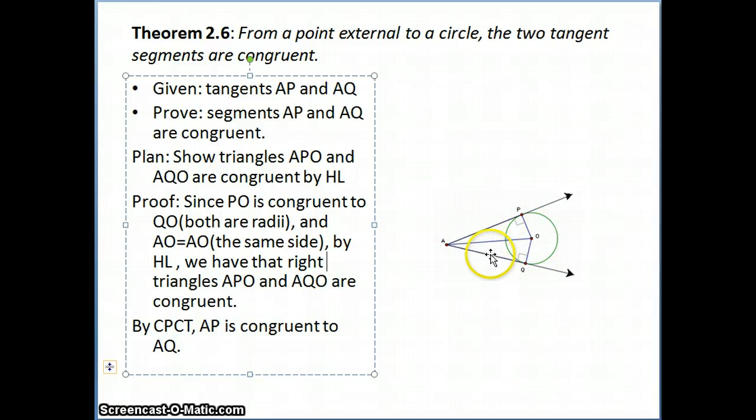These two triangles are congruent, because PO is the radius of the circle and OQ is also the radius of the circle, so PO is congruent to QO, and they share the same hypotenuse AO. And by the corresponding parts of congruent triangles, AP must be congruent to AQ because they are corresponding sides of these two triangles. So it has been proved here. In the rest of the sections, we can use this theorem.